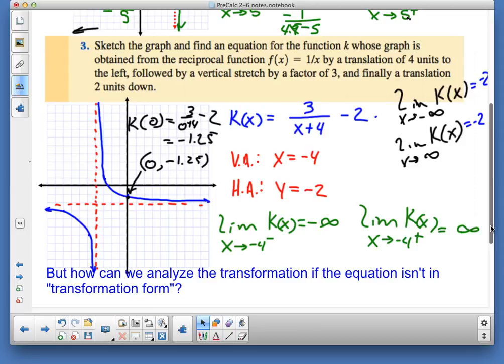And look at the pieces that I have. Look at the stuff that I've laid out and the stuff I can find calculator free, okay, as I set up my function. Questions?